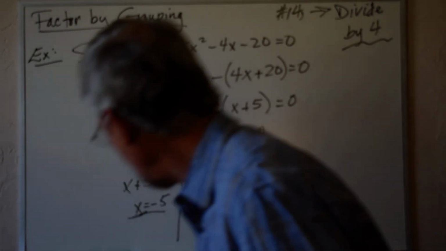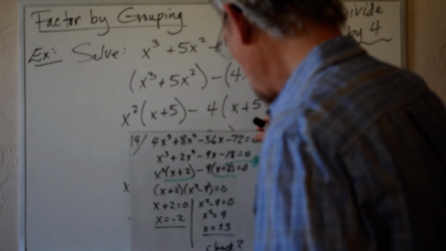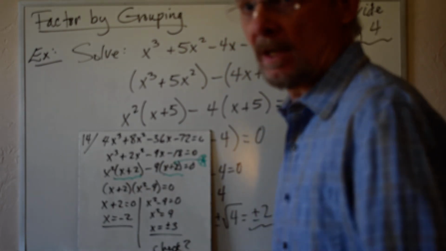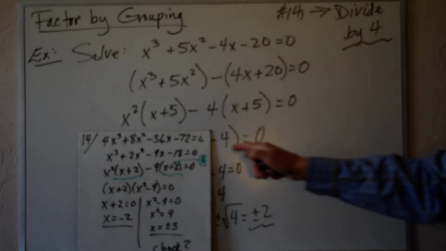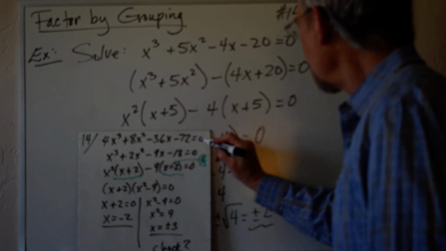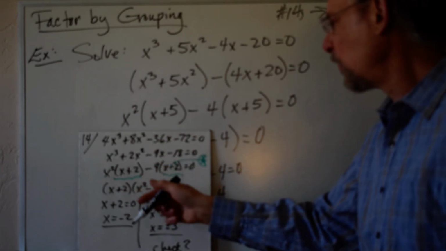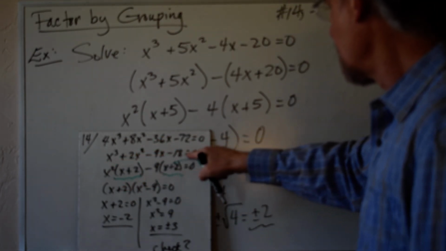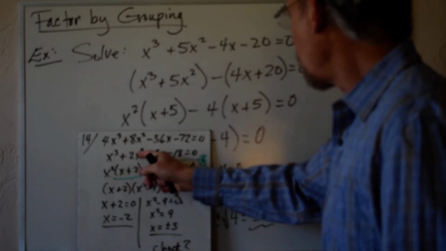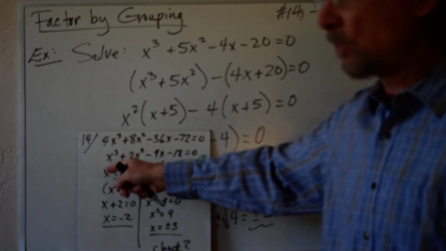Let's see what you did. Yeah, your coefficients are 4, 8, negative 36, negative 72, all multiples of 4. So I divide by 4, and I get it at least down to there. Well, it's not a quadratic. I see 4 terms, and the biggest one is x cubed.